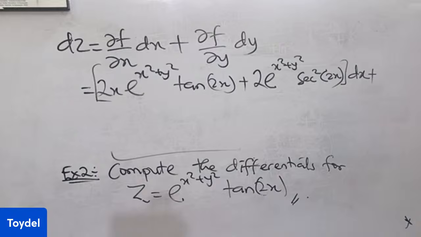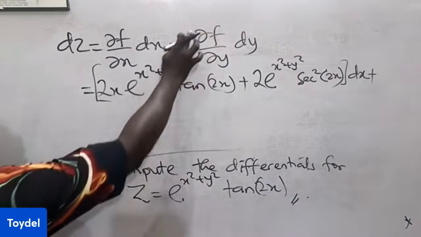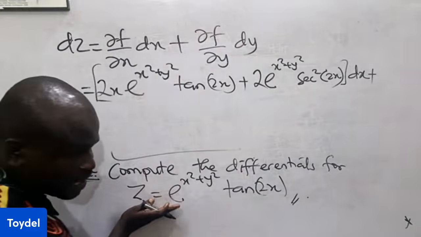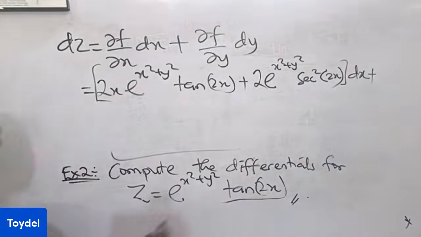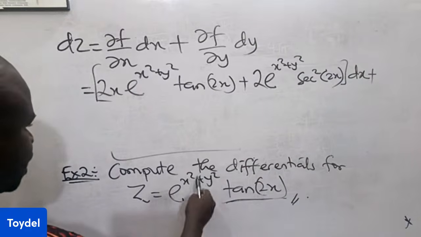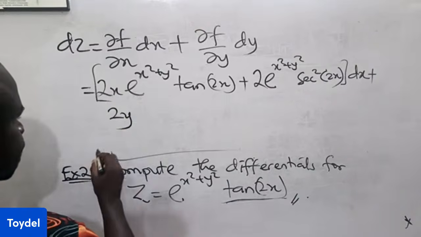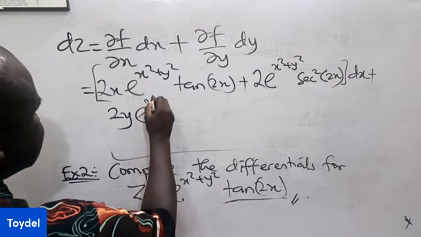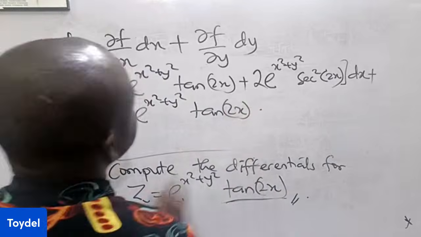Plus, then we find the partial derivative of f with respect to y. So we want to also differentiate this function with respect to y. Of course, tan does not have y, so we don't need to bother ourselves. We only differentiate y here. When I differentiate y here, I'm going to get 2y exponential of x squared plus y squared times tan 2x. That's what we are going to get.